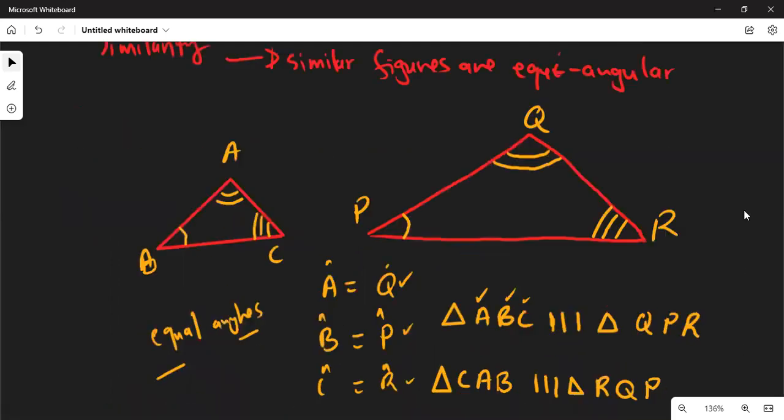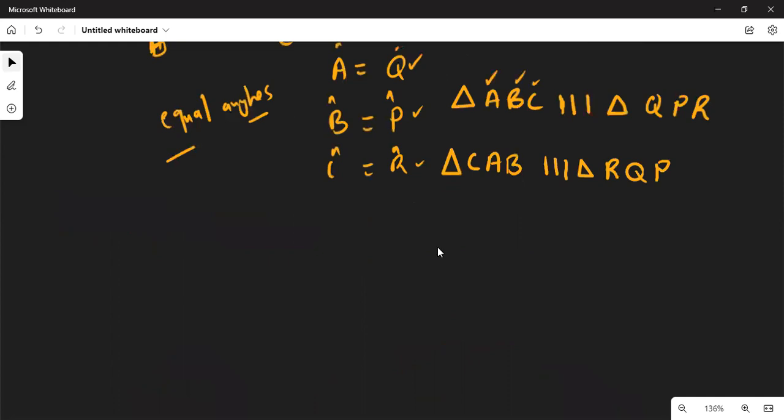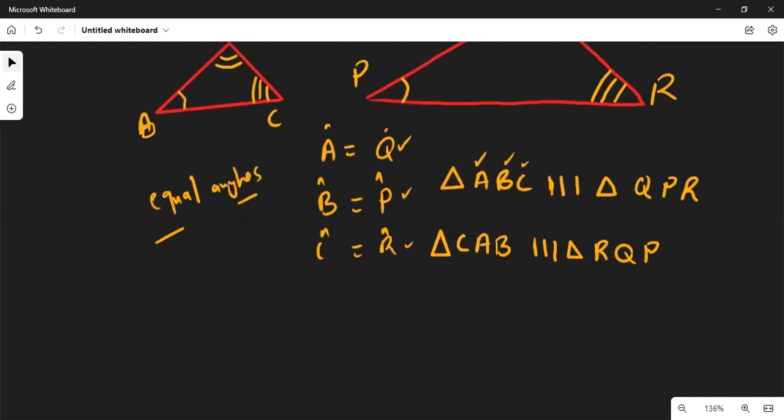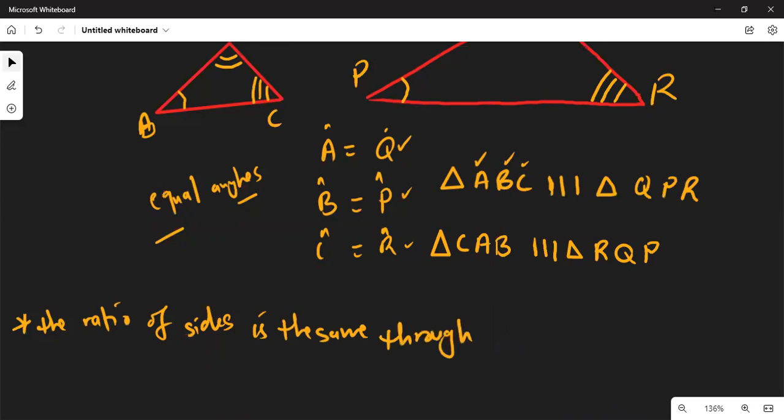All right, then the second statement that we must know about similar figures is that under similar figures, the ratio of sides is the same throughout. So that is what we have if we are dealing with similar figures. The ratio of sides is the same everywhere, and we can take advantage of that.